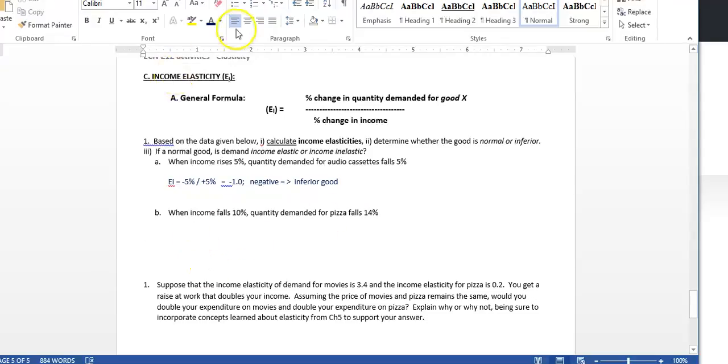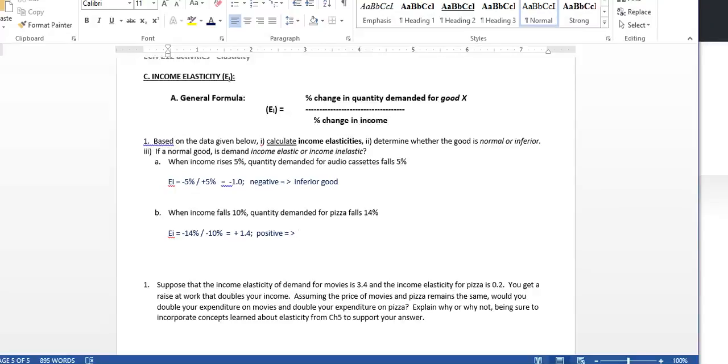All right, let's look at B. B says when income falls 10%, quantity of pizza demanded falls 14%. So again, first step, let's calculate income elasticity. Plug in those numbers: negative 14% when income falls negative 10%. Negative divided by negative is positive. So we have a positive answer.